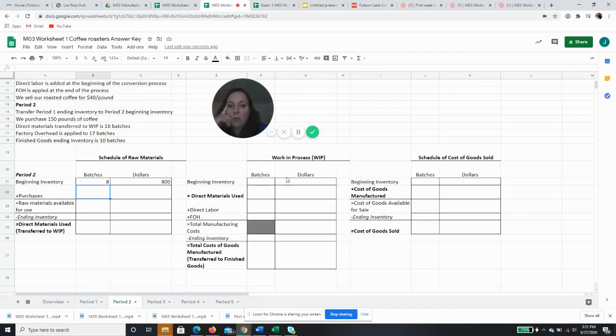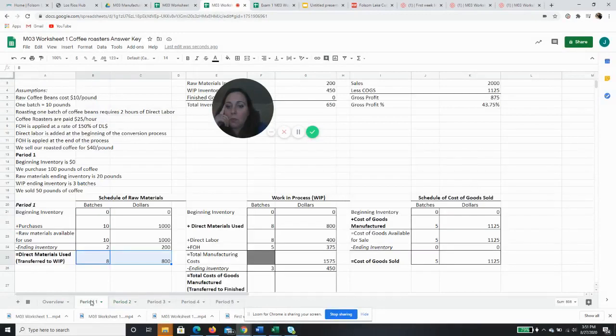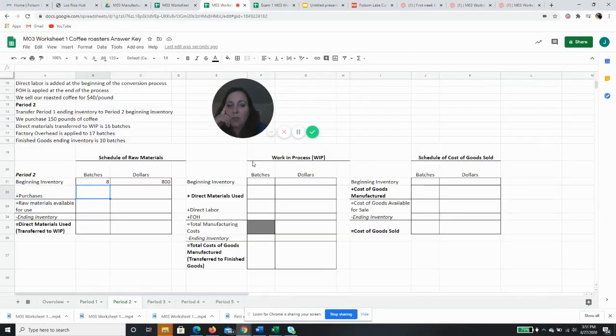All right, so for WIP, we had 3 batches and $450. I'm going to put in my 3 batches and my $450. And then for finished goods, we had 0 ending inventory, so 0 beginning inventory. All right, now let's see what happened.